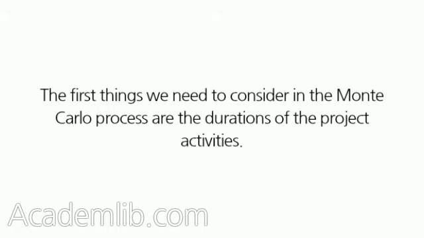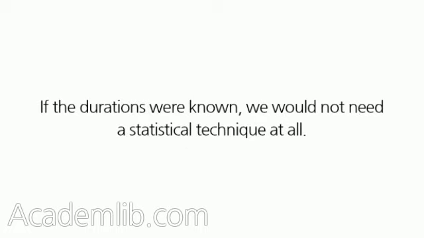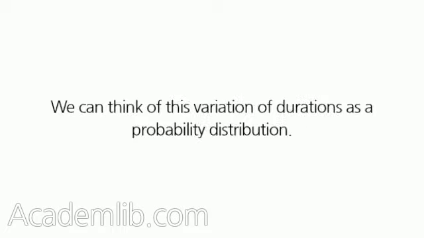The first things we need to consider in the Monte Carlo process are the durations of the project activities. Since we are considering the use of the Monte Carlo process in the first place, we are recognizing that there is uncertainty in the durations of the project activities. If the durations were known, we would not need a statistical technique at all. But how do the durations vary? We can think of this variation of durations as a probability distribution.